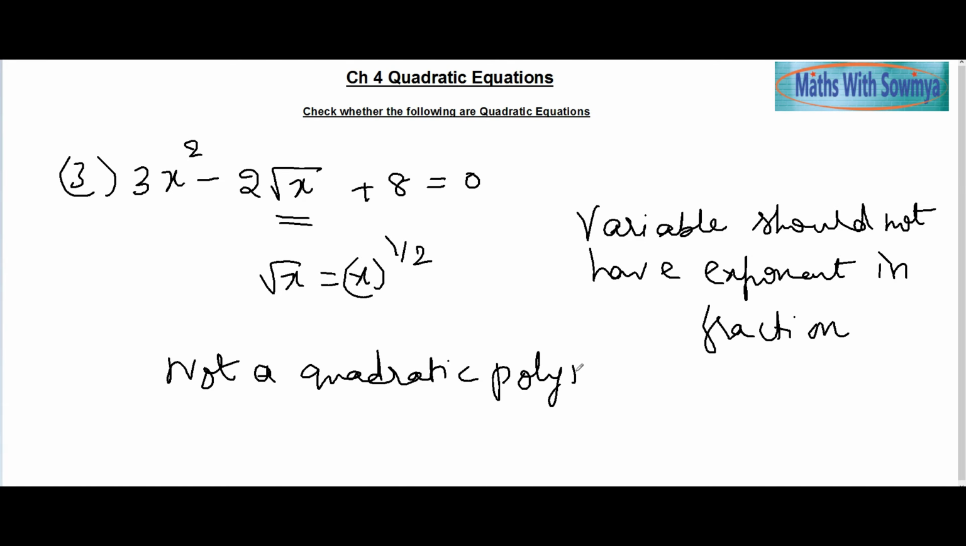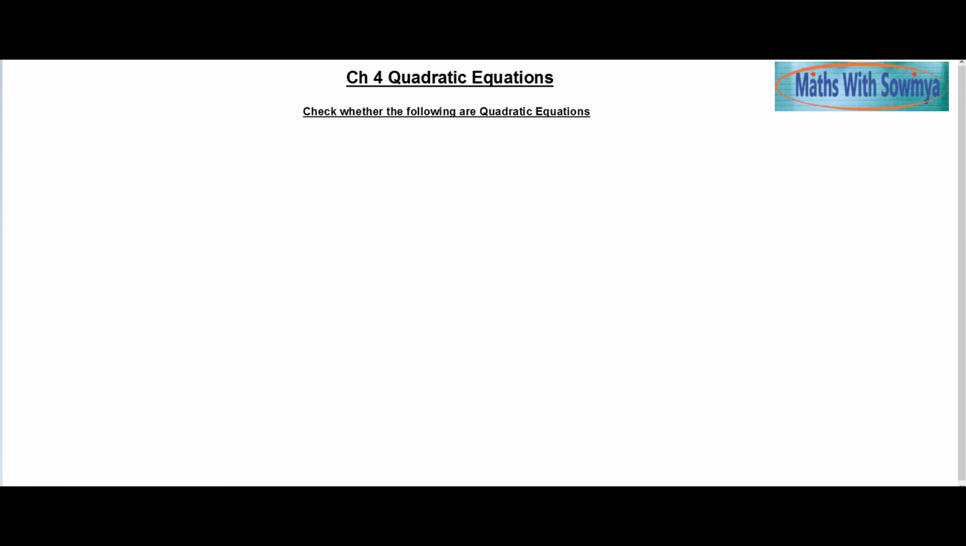When it is not a polynomial, you need not check whether it is a quadratic equation or not. So it is not necessary. Such kinds of questions can come.